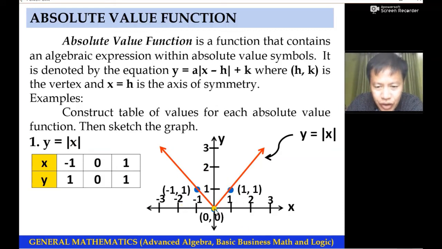The vertex is the origin. If x is equal to negative 1, y is positive 1. This is the point with coordinates negative 1 and 1. If x is equal to 1, our y is 1. This is our point. Then connect these points with a ray. Take note, do not extend like this one, because this is not a part of our graph. There is no negative value of y.